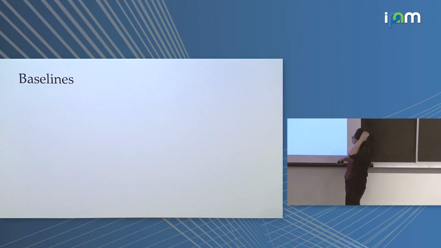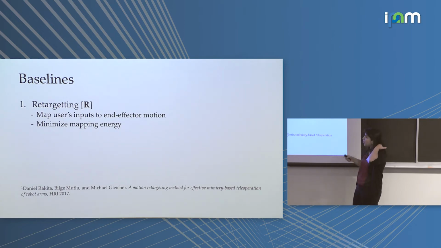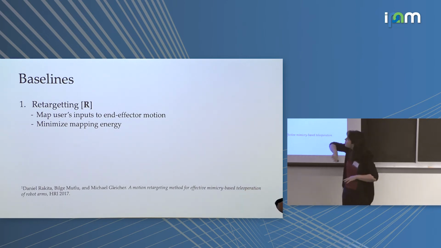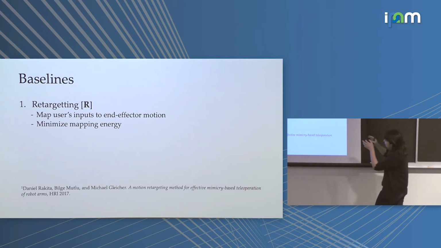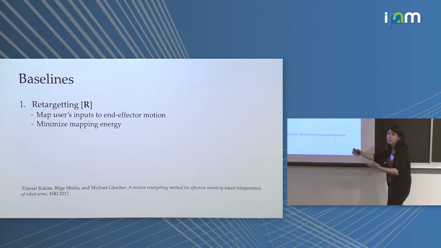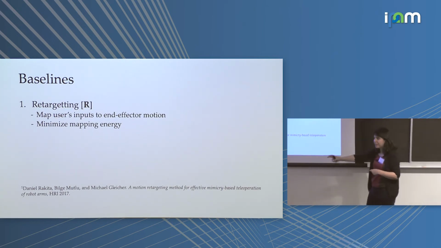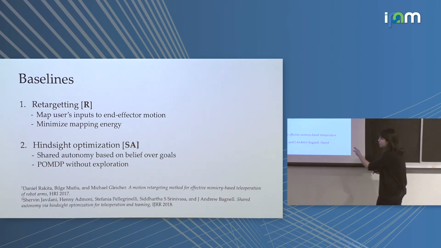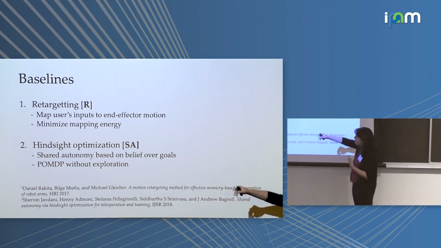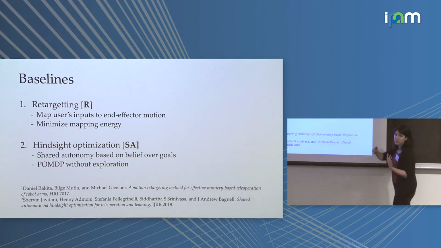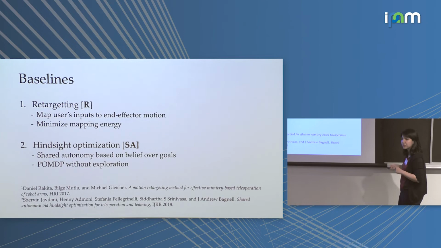Let me show you how this works in practice. We're comparing our approach with an approach called retargeting, from HRI 2017 from Belgia's group. It's very similar to end effector control. The difference is they minimize the energy of the final configuration you're trying to get your arm in. So it's a little bit fancier than end effector control. For shared autonomy, we're using the approach I just talked about, introduced by Sid Srinivasa's group, called hindsight optimization, for reaching different types of goals.